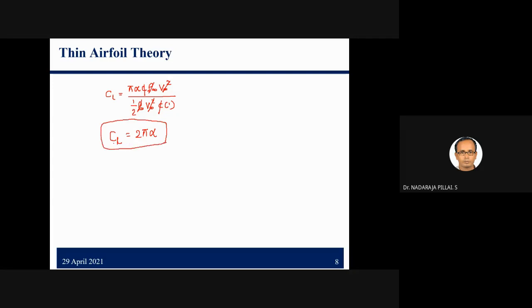And also you should note that I have written small c l, not capital C L. You know very well that the capital CL represents the coefficient of lift of the whole wing, and the small cl represents the coefficient of lift of the airfoil. So cl is equal to 2 pi alpha.